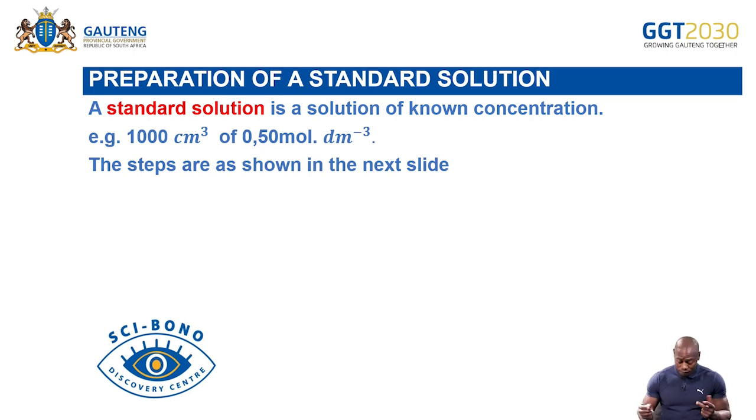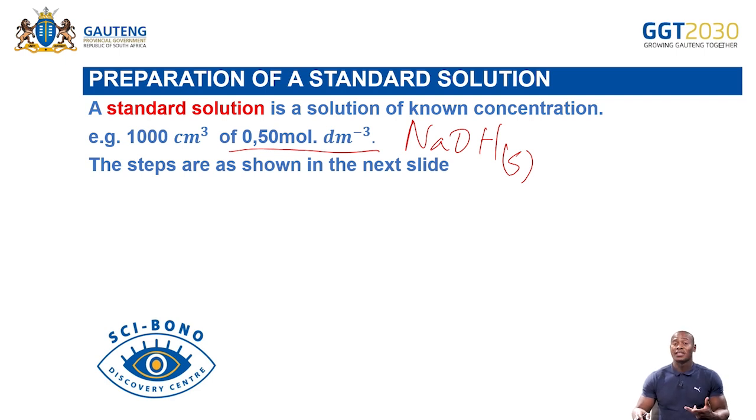For example, you want to prepare a solution of sodium hydroxide with a concentration of 0.5 mole per cubic decimeter. We are having sodium hydroxide pellets. It's a solid, but you want to prepare a solution of sodium hydroxide, and you want the concentration of that solution to be 0.5 mole per cubic decimeter. Where do we start?